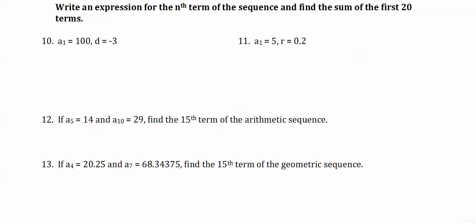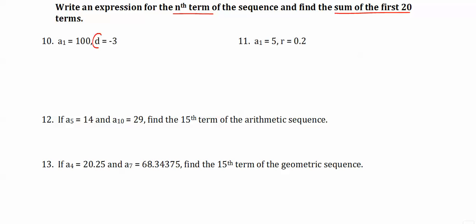All right, guys, here we go for part 2. I flipped to the back. I'm on numbers 10 and 11. We're finding two things here. We're going to find the expression for the nth term, and then we're going to find the sum of the first 20. Okay, so I didn't tell you what type of sequences they are, but you should be able to determine that by the information you're given.